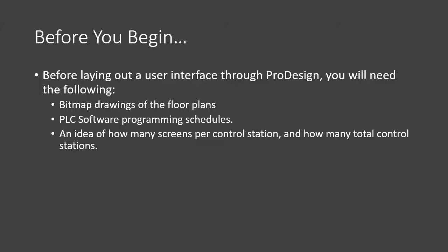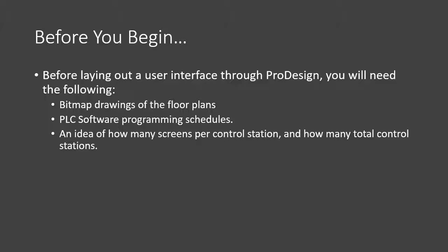So before you begin with ProDesign, there are a few things that you need to make sure that you have. First of all, you need bitmap drawings of the floor plans. So we typically take AutoCAD drawings and convert them into bitmap, and then using some sort of bitmap editing software, spruce those up a bit so that they look right in the scale and size of the screen that we're designing for.